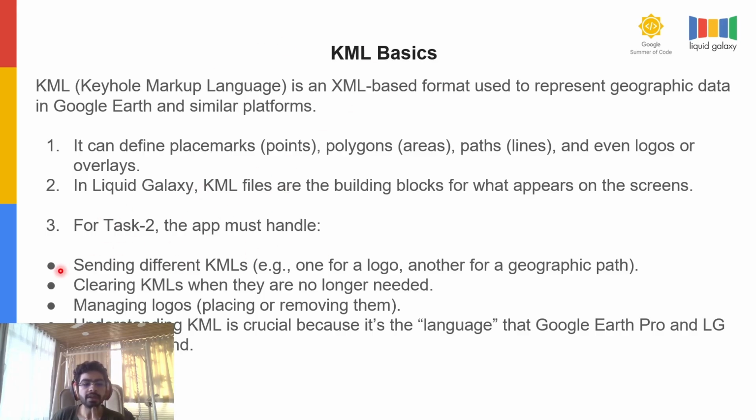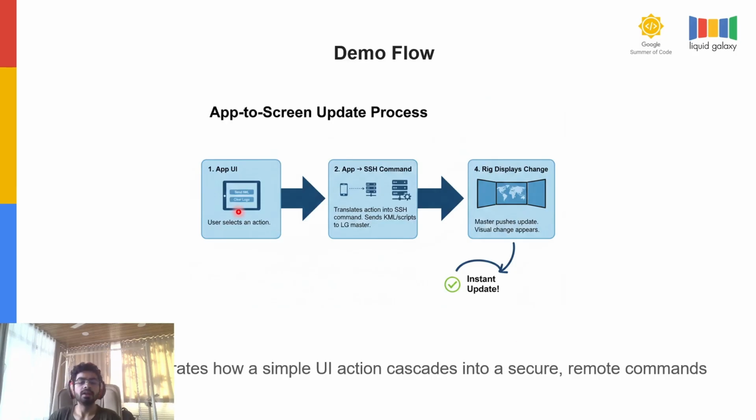For task 2, we have to handle sending and clearing KMLs and managing logos, and understanding KML is crucial, like I explained, because it's the language that Google Earth Pro and Liquid Galaxy understand. This is the demo flow. You have an application UI, a Flutter application. Your app sends an SSH command to your LG1 system and it's being polled for changes. So once you create a change, your change is reflected on Google Earth.